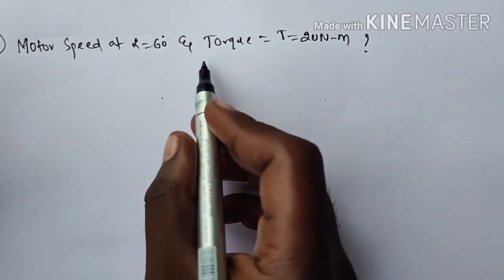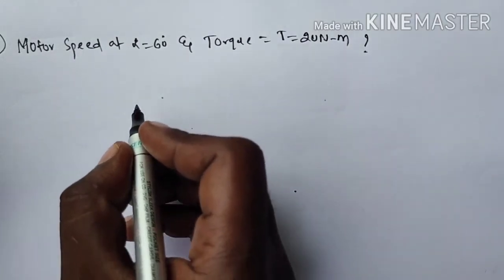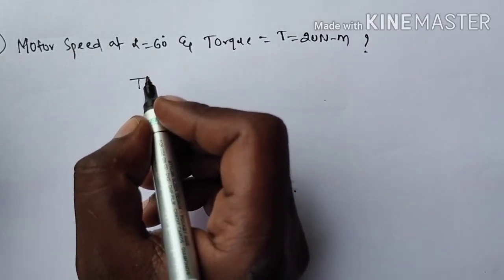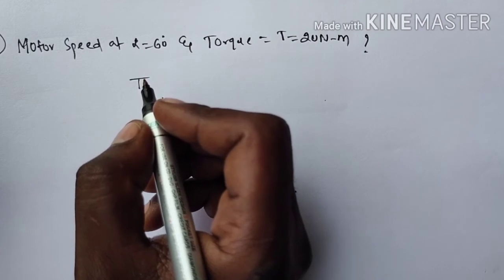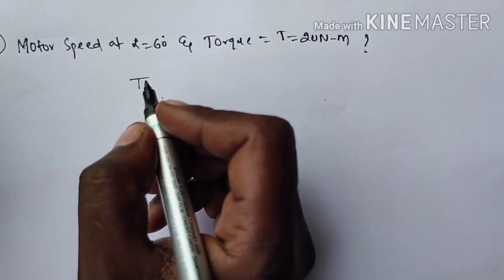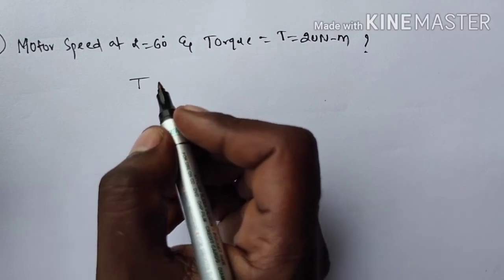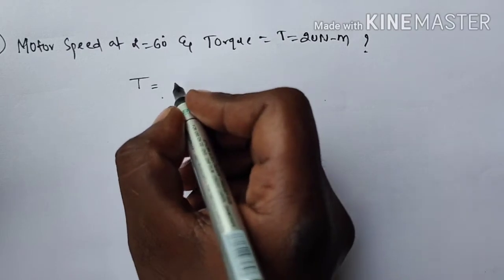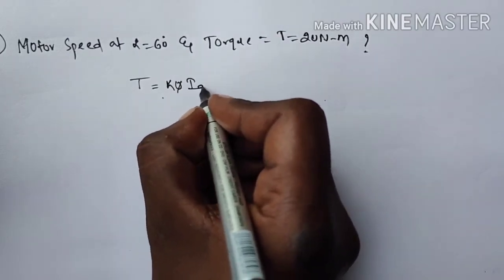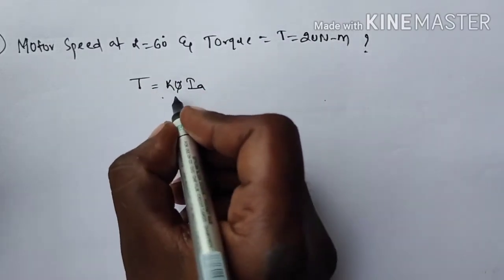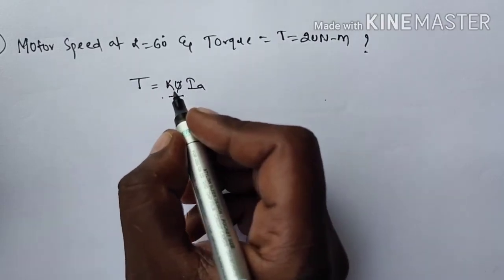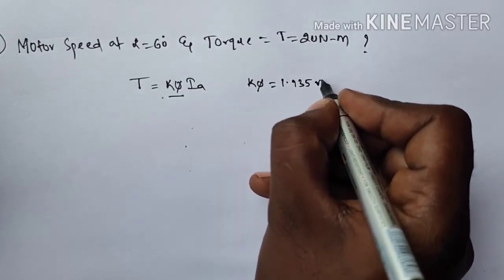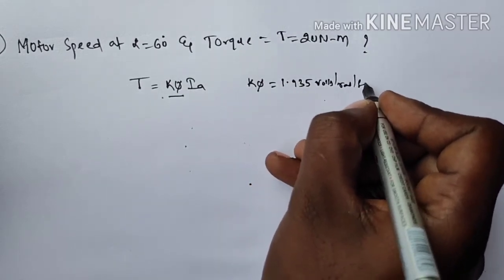First of all, the torque is given here. As per the torque value, I am writing the torque equation in order to get the current value, because if you know the current value, you can calculate the back EMF. Based on the back EMF value, we will get the motor speed. So torque T is equal to K pi into IA. Do you know the K pi value from the previous problem? Yes. K pi is equal to 1.935 volts per radian per second.